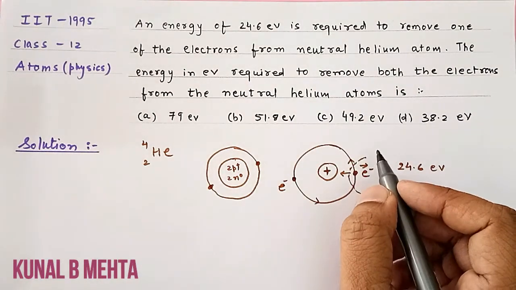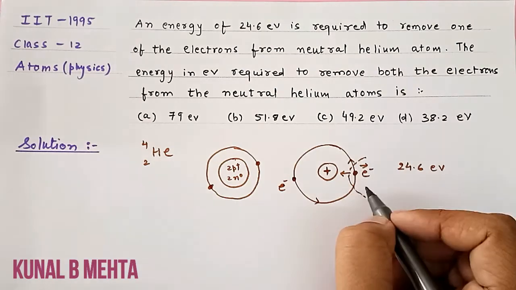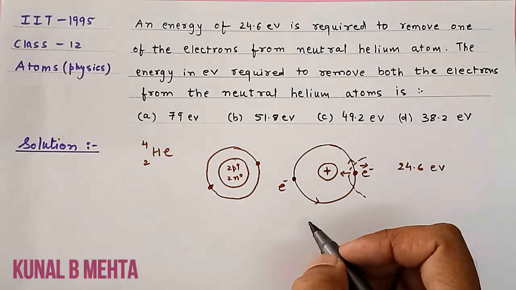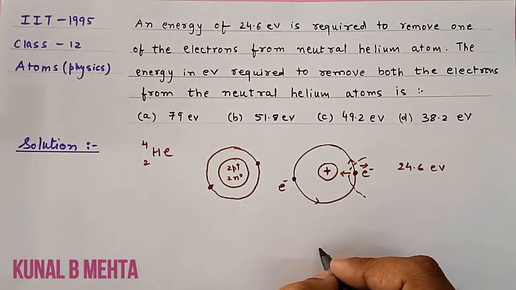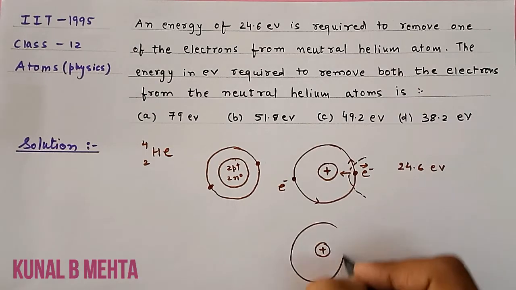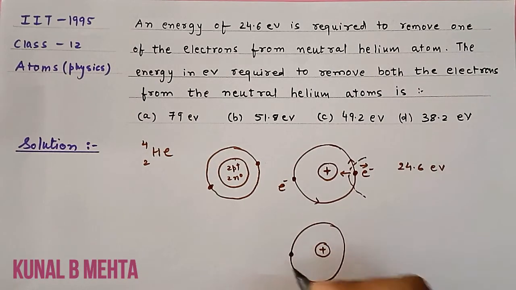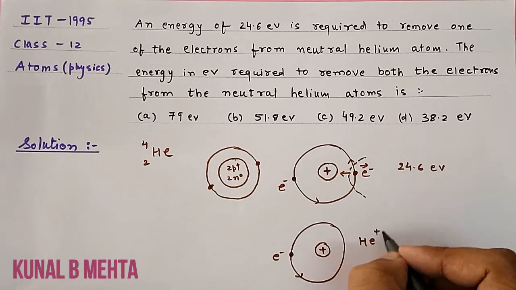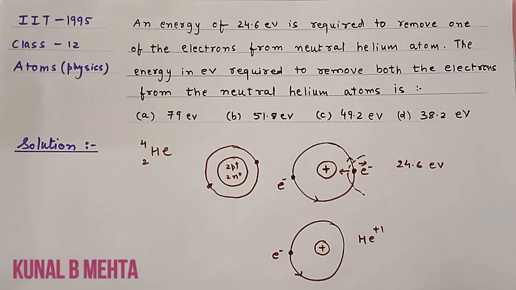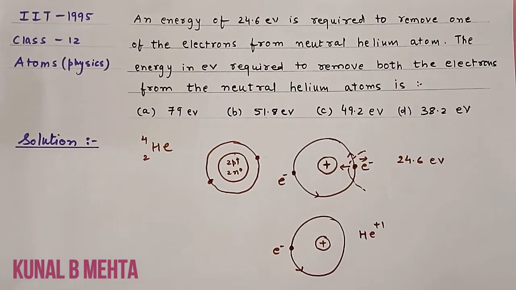We need not provide so much amount of energy in order to pull this outside, because already there is a repulsion. Now if I remove the first electron, what is the situation? We have the nucleus, as well as we have only 1 electron left now, which is moving. So this will be He plus 1, and this would be now like a hydrogen like atom.